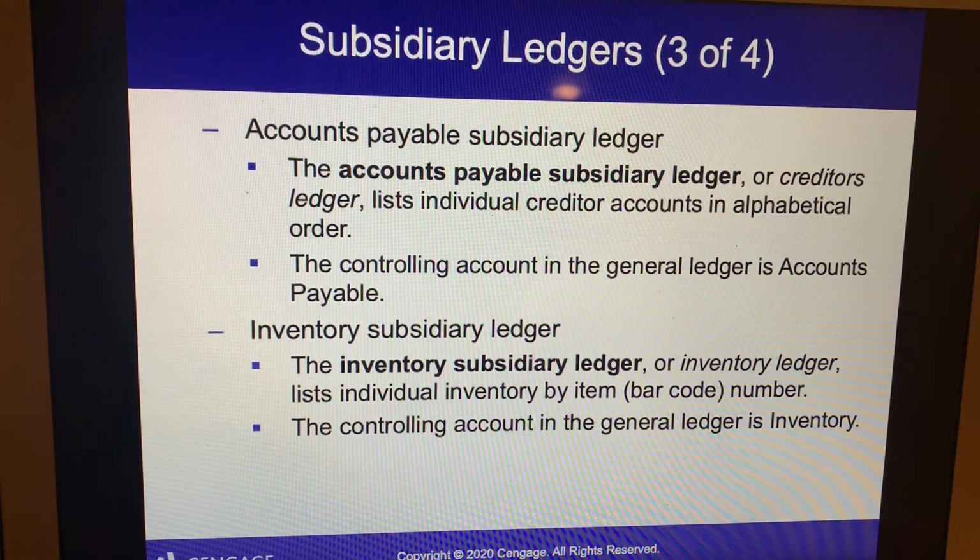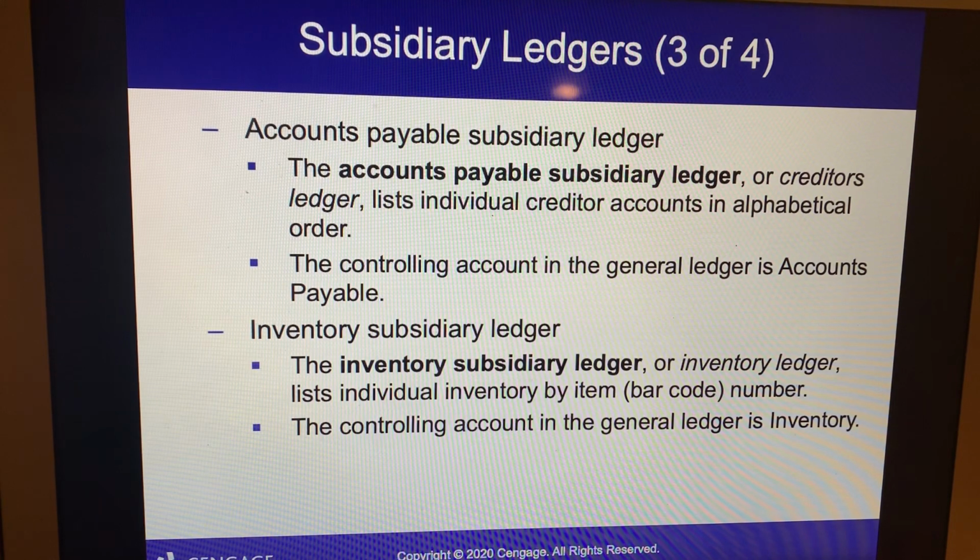Accounts payable subsidiary ledger. The accounts payable subsidiary ledger, or creditors' ledger, lists individual creditor accounts in alphabetical order as well. So whenever you create an account payable, where you owe people money for something they did for you, let's say you bought a bunch of bearings for a wheel, you'll have to pay a vendor that amount. Each of your vendors that you pay gets their own accounts payable account, and they are listed in alphabetical order. The controlling account in the general ledger is accounts payable.